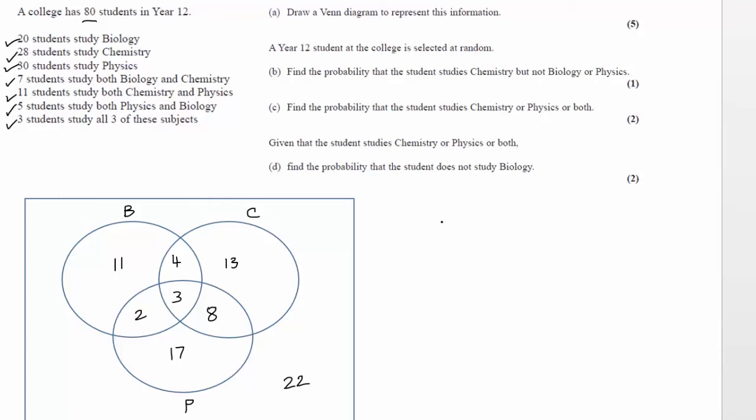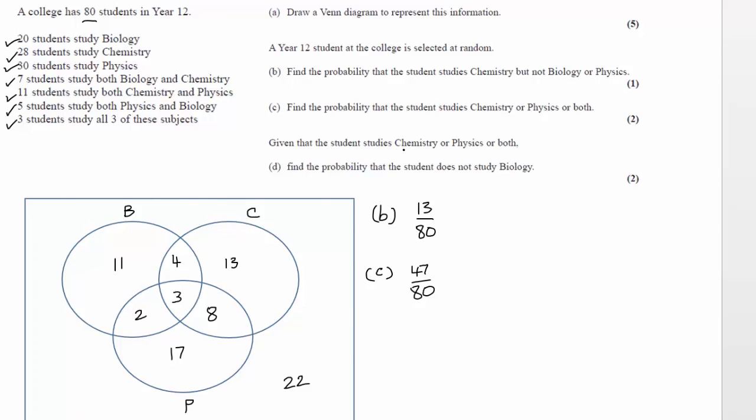Find the probability that the student studies chemistry, but not biology or physics. So clearly it's these 13 candidates, 13 over 80. Find the probability that the student studies chemistry or physics or both, all of set C and all of set P, which, if you total them up, comes to 47, so the probability is 47/80.